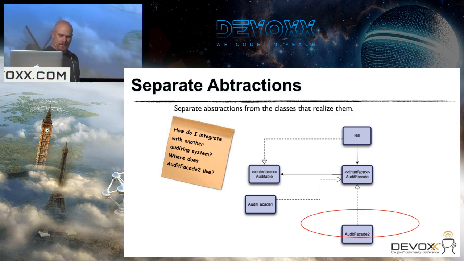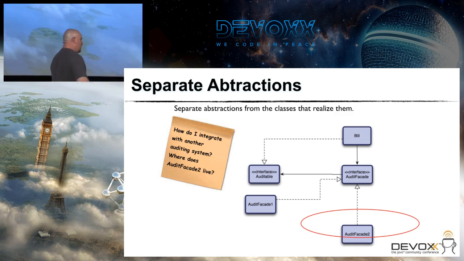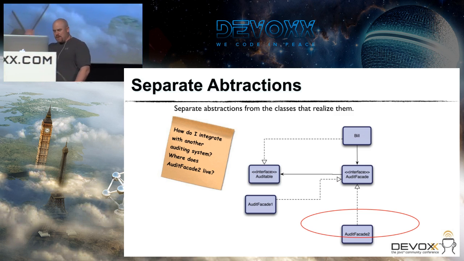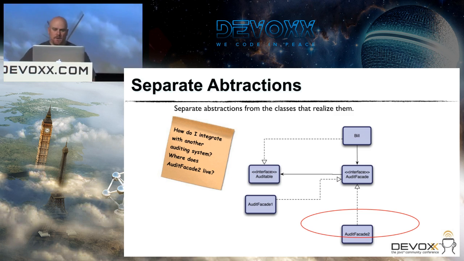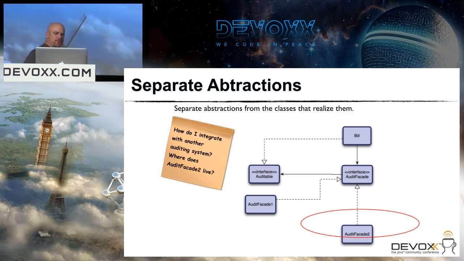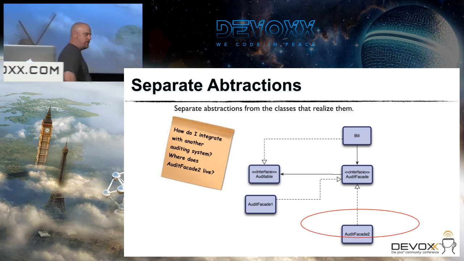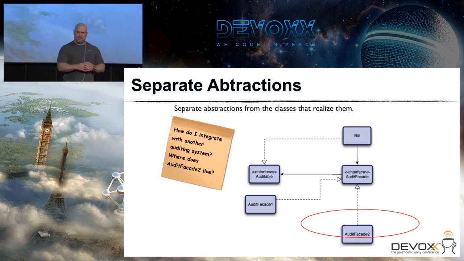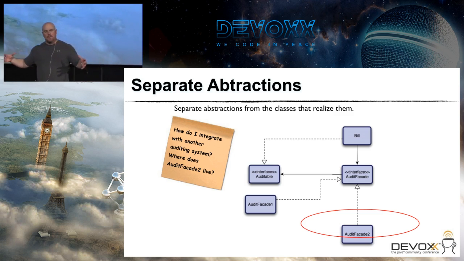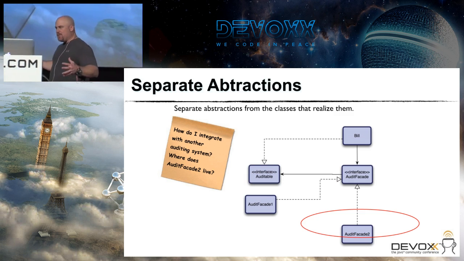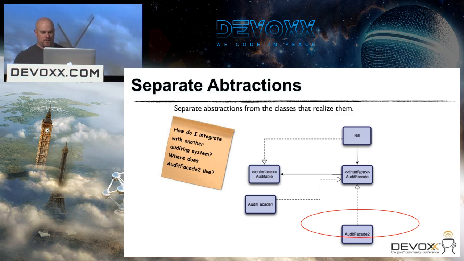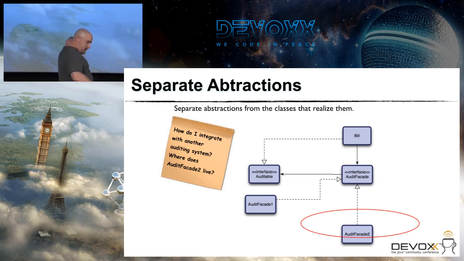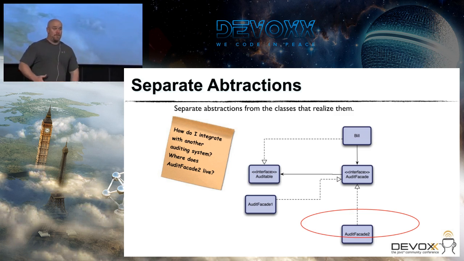We'll see more of that a little bit later as we incorporate additional modules into our build, or as we separate this out into additional modules. Separate abstractions from the classes that realize them. Well, I just said we want to put the interfaces and the implementations farther away from each other, but my audit facade implementation and interface are in the same module, which is going to cause problems when it comes time to replace the audit facade with something new.